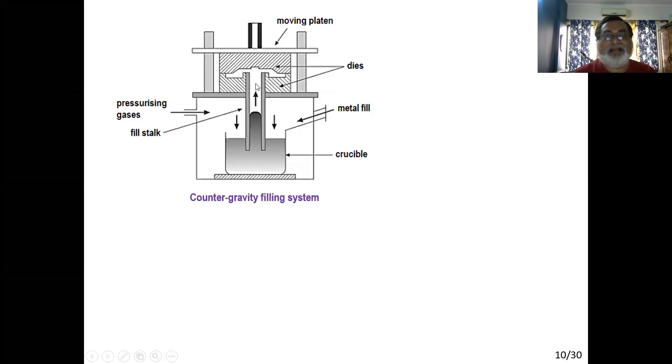As a result, there is absolutely no turbulence. So this is a very good filling system with no turbulence, and the casting quality is of supreme quality.